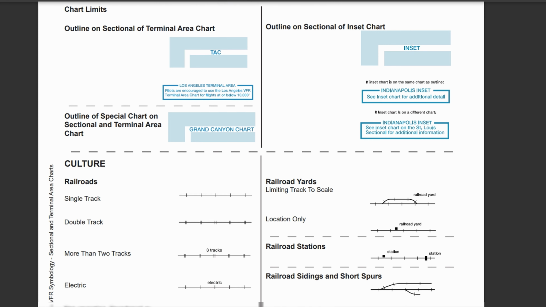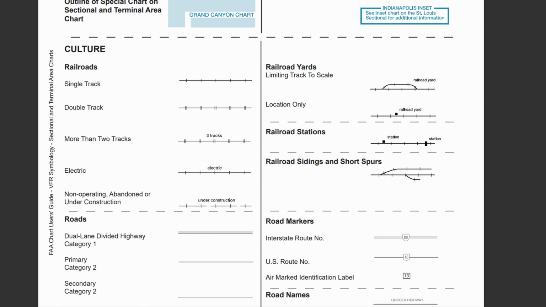So with that done, let's look at culture. There's a lot of things here. Let's first look at railroads. You have single track, which is denoted by just a single tick on a straight line. You have double track, which is a double tick on a straight line. If you have more than two tracks, you will have the same double ticks, but it'll tell you how many tracks you have, like three tracks here.